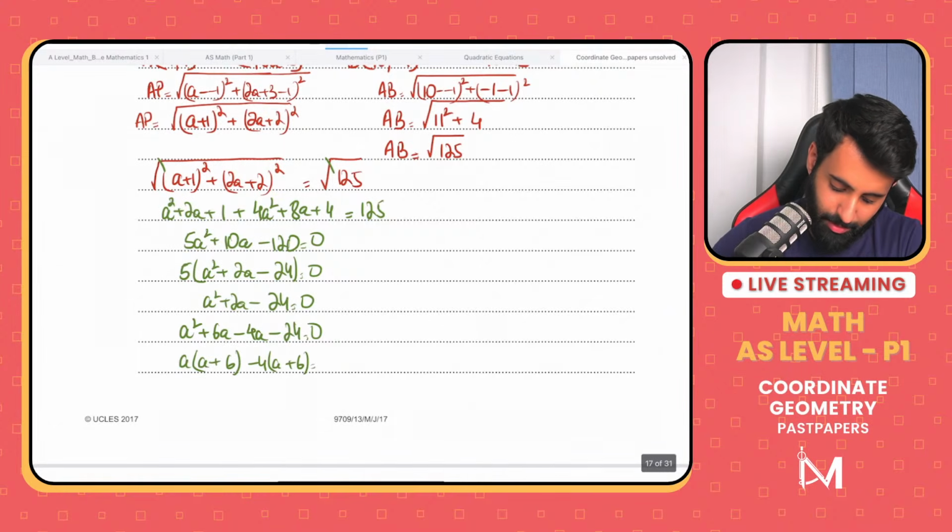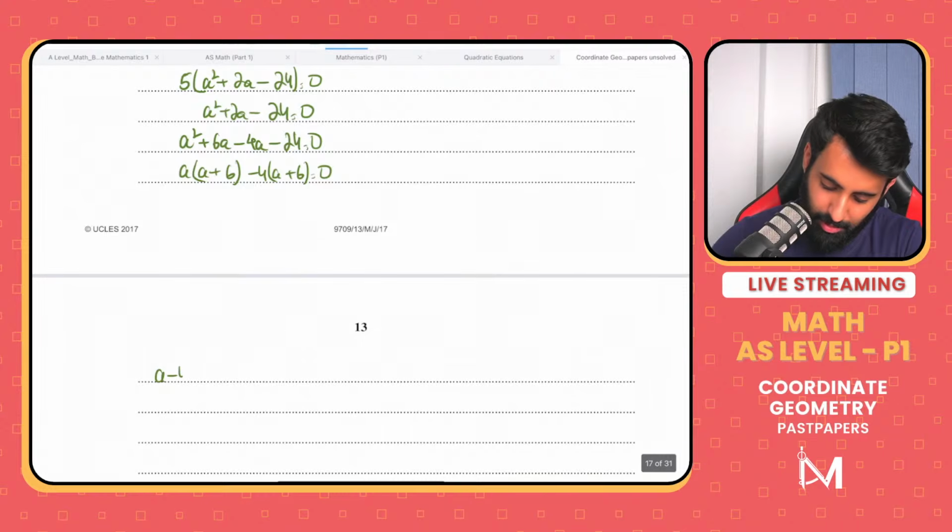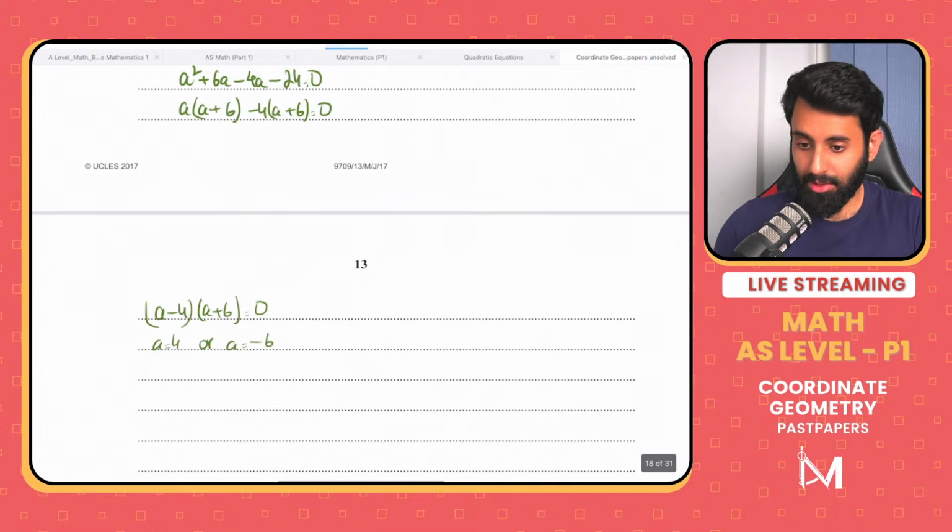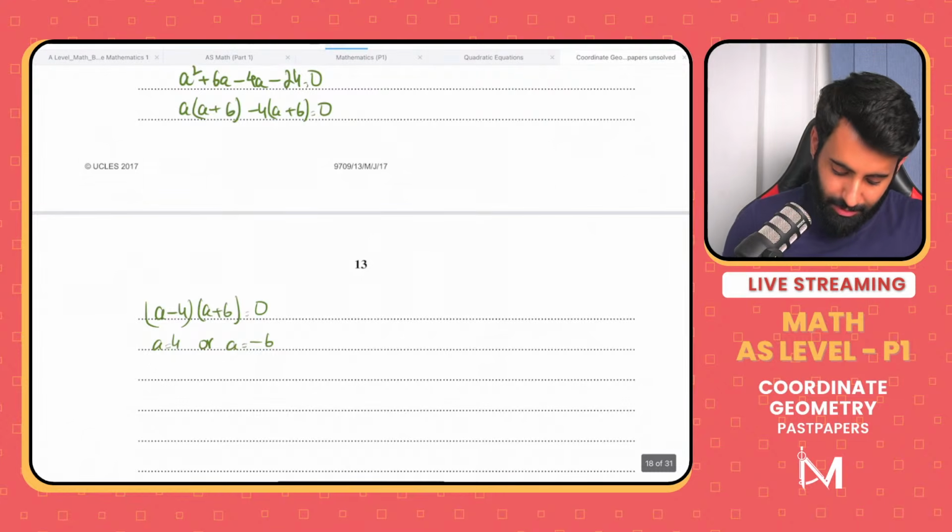This is what you end up with. And then when you solve this, you get two values of a. I'll continue from here. (a minus 4)(a plus 6) equals 0, which means a is equal to 4 or a is equal to minus 6. Okay. Now, that's not the end of the question because you still have to find out the value of b.